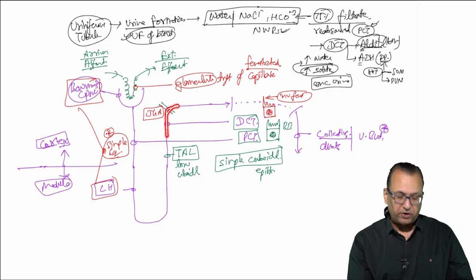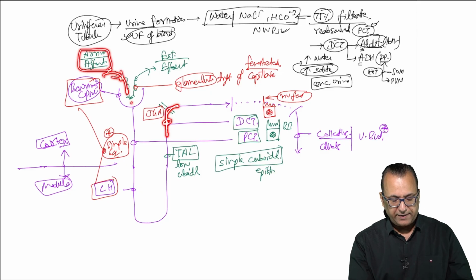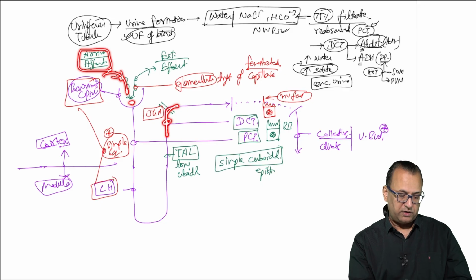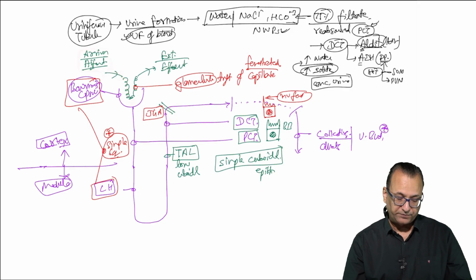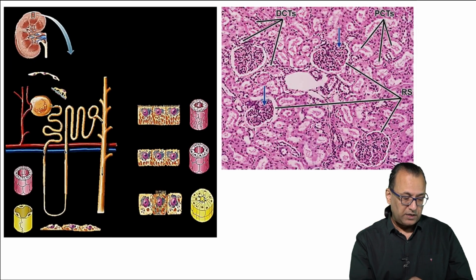It is part of the DCT, and there will be some cells in the DCT. It will be partly contributed by the afferent arteriole, and partly by the extraglomerular cells, which are called cells of Lacis, that also we will discuss. So this is the brief overview. Let us look at the slides.